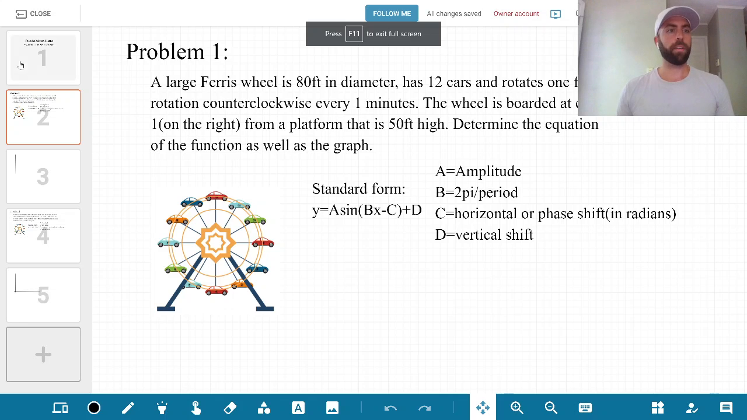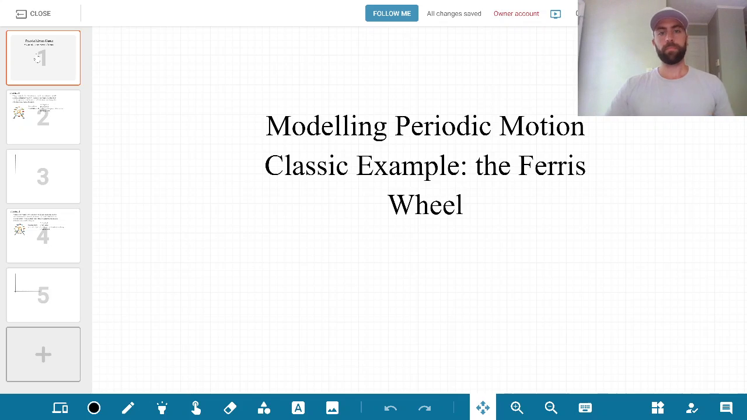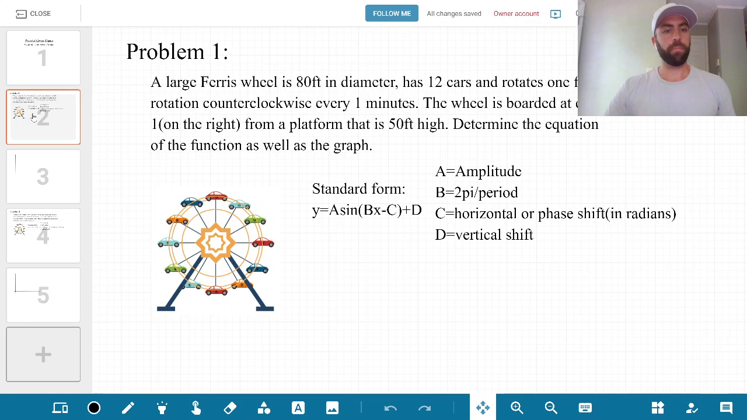Alright, let's take a look at some classic examples for periodic motion, how we model them. The one that everybody likes to show is a Ferris wheel, because it's circular, you can board it at any location depending on where you choose to put a platform, and it can move counterclockwise or clockwise, so it has all the important stuff that we need to know. Alright, let's start with it.